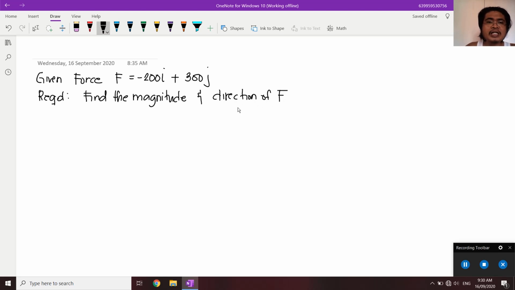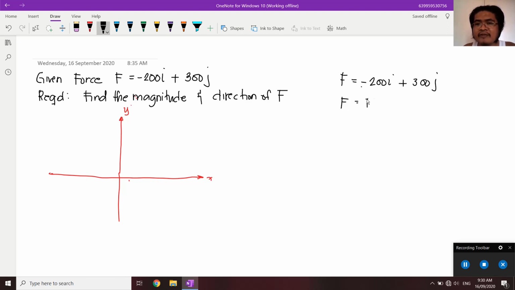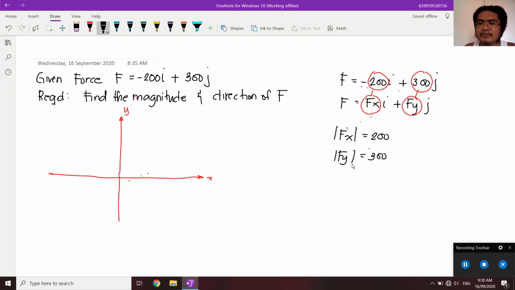So, first we will create a Cartesian frame. This will be our Cartesian or reference frame, your x and y axes. So, class, if F is equal to negative 200 i plus 300 j, in the form F equals Fx i plus Fy j, the Fx is this, and the Fy is this 300. So, their magnitudes: if I'm going to draw it, the magnitude of our Fx is 200, and the magnitude of Fy is 300. So, this is called the scalar component.